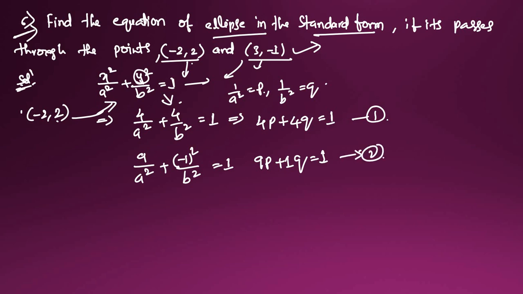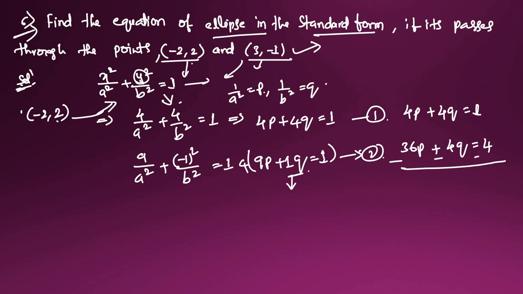So solving 1 and 2, we have 4p plus 4q is equal to 1. If we multiply equation 2 with 4, we can cancel q here. So 4 nines are 36p plus 4q is equal to 4 ones are 4. Subtracting these two, the 4q terms get cancelled, and this will become minus 32p is equal to minus 3. Minus minus will get cancelled and p is equal to 3 by 32. So p is equal to 3 by 32.